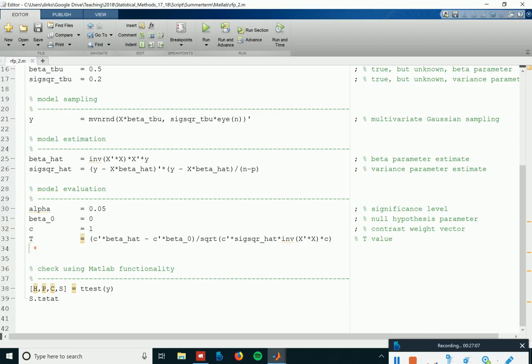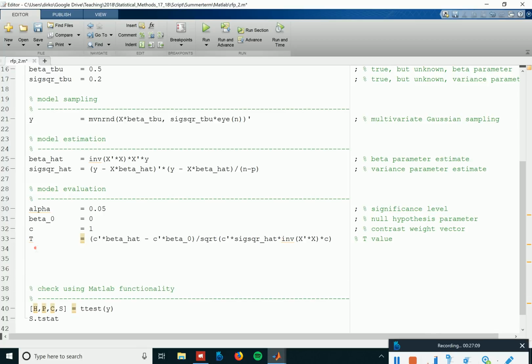Good. So now we've got a t-value, but we want to do a t-test. So what else do we have to do? And look at the t-distribution, where the t-value is, and then the p-value. So how do we do that?